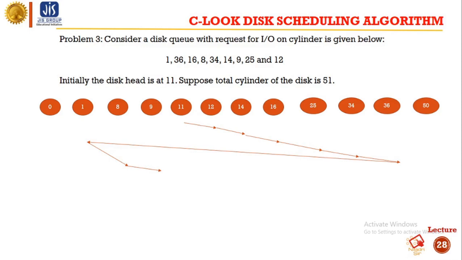So if we move to the opposite direction from 11, what will we do? From 11 we'll move to 9. From 9 we'll move to 8. From 8 we'll move to 1. And from 1 we'll move to 12. From 12 we'll move to 14. From 14 to 16. From 16 to 25. From 25 to 34. From 34 to 36. So this is how it will work.